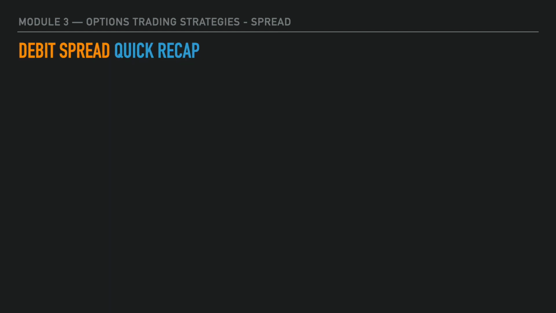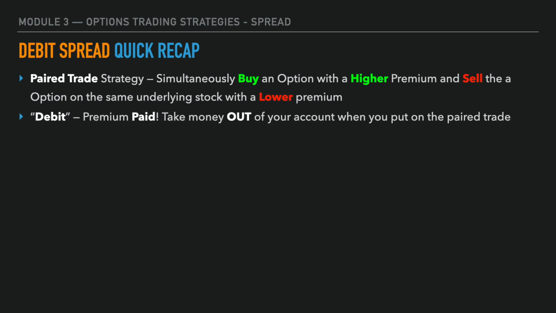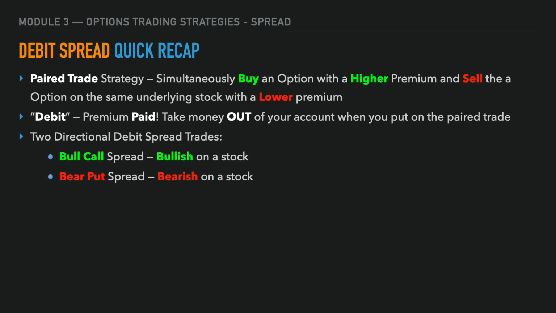Let's do a quick recap on what we have discussed so far about the debit spread before we move on. A debit spread is a paired trade strategy where traders simultaneously buy an option with a higher premium and sell an option with a lower premium over the same underlying stock. The debit means such trades will take money out of your account first. There are 2 debit spread trades in 2 different directions. When you are bullish on a stock, you can take a bull call spread. And when you are bearish on a stock, you can take the bear put spread.